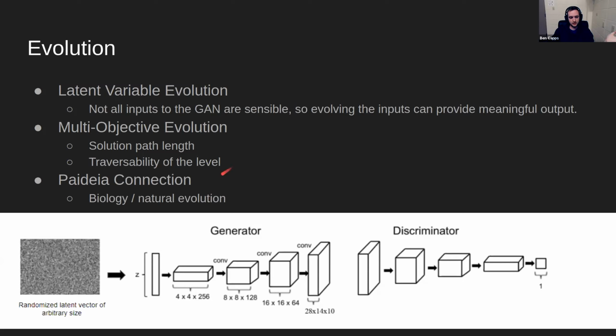So this is an excellent connection to biology, because we're simulating natural evolution insofar as the latent vectors that produce meaningful outputs can then reproduce and evolve to get better and better latent vectors that produce better and better segments that produce more significant levels.